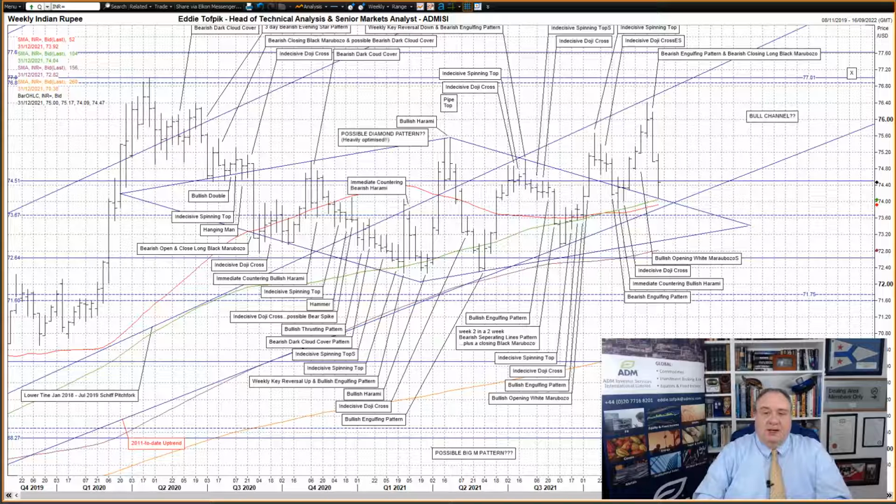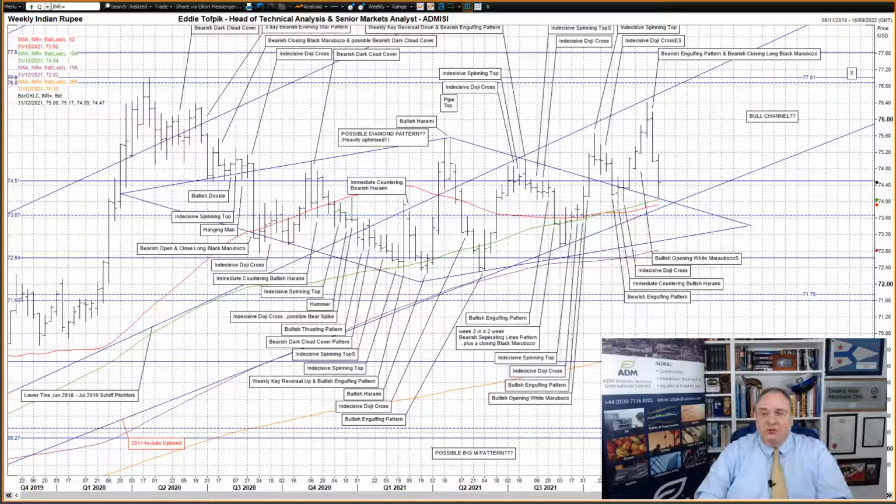It was the break and close below the lower trend line, currently at 76.61, of the January 2018 to July 2019 bullish shift pitchfork. It was soon countered in late February with a combined weekly key reversal up and bullish engulfing pattern, and then again more thoroughly in April, but the damage had been done, and the next time the market went below the broken lower trend line, it stayed below.